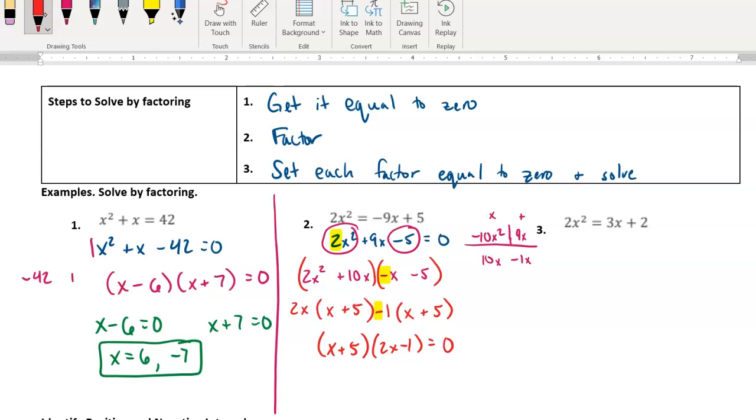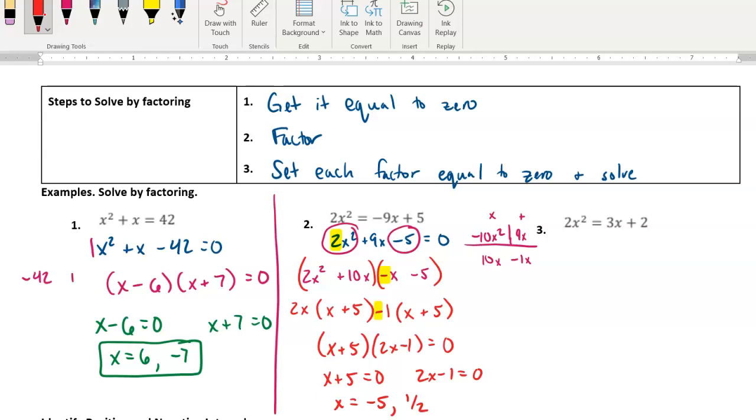So we would have these equal to 0. So now we're going to set each of these factors equal to 0 and solve them. So when you go to solve these, we're going to go to space here. I would just subtract 5 from both sides, so I get negative 5. Now this one, I would add 1 to both sides and divide by 2.